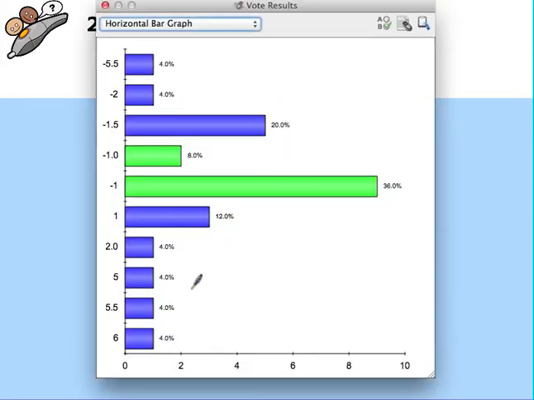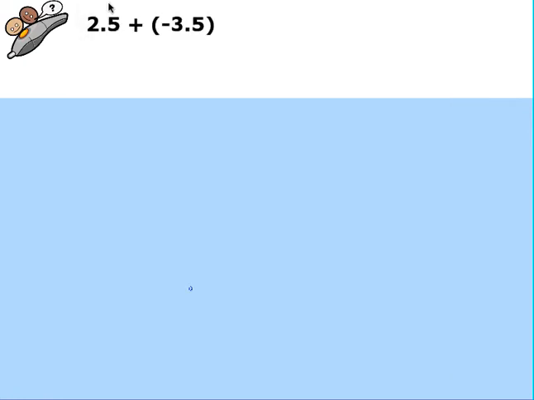Okay, so let's see, -1 is the correct answer. Now remember, if the signs are opposite, when you're adding the decimal numbers, you subtract the 2. So in this case, I'm going to take 3.5 minus 2.5. So I subtract and I get 1. Then what you do is you take the sign of the bigger number. So the sign of the bigger number is negative, so I'm going to put a -1.